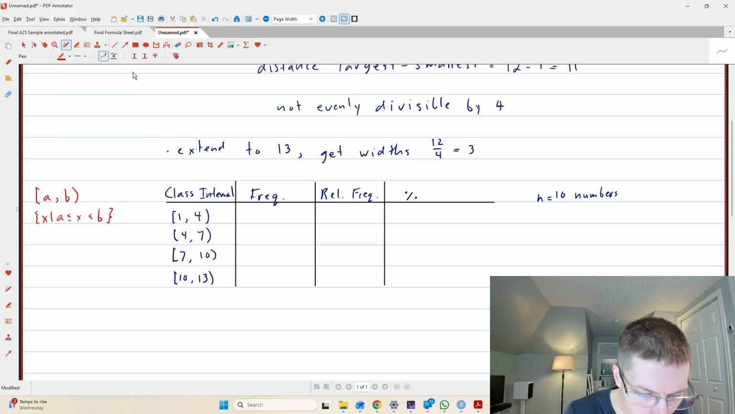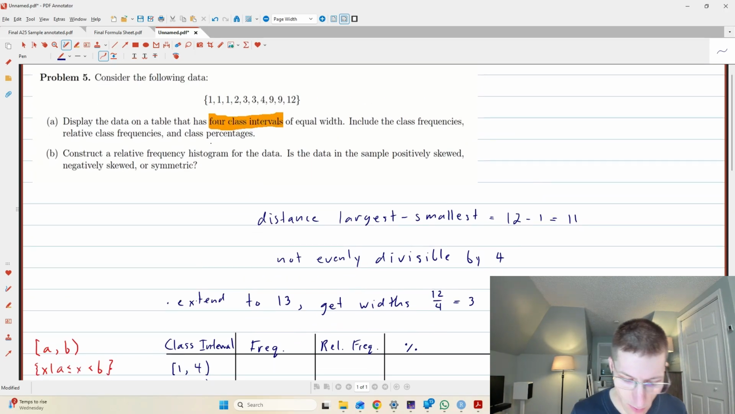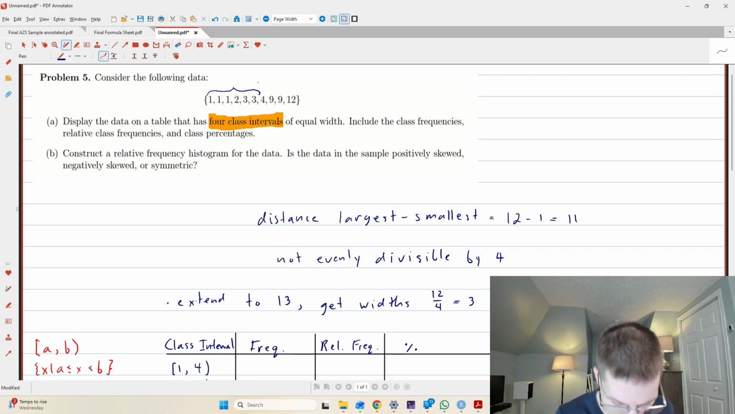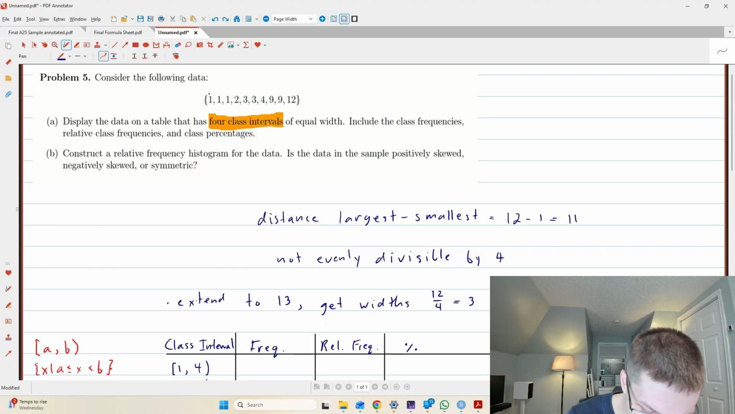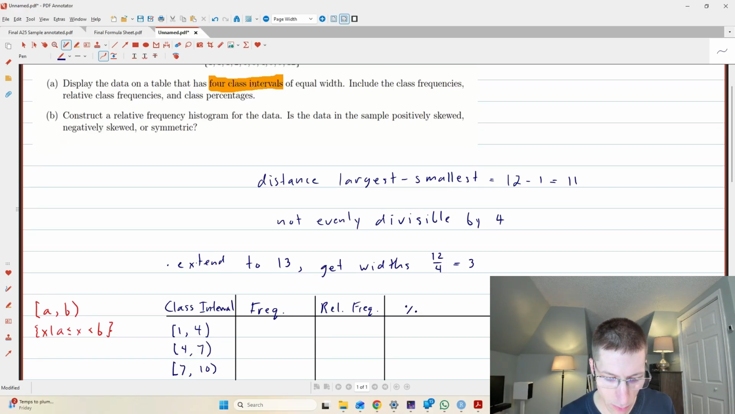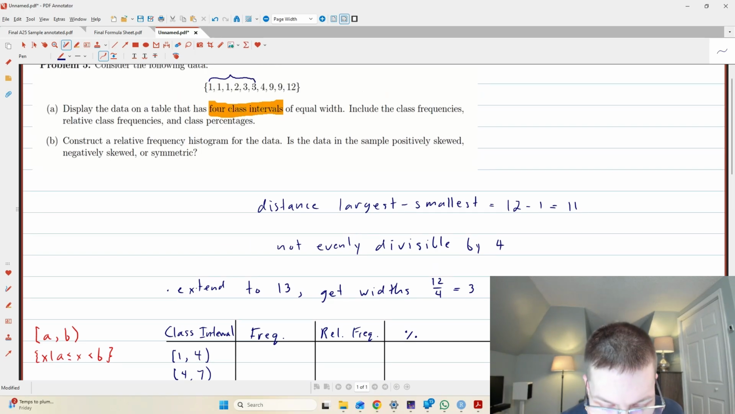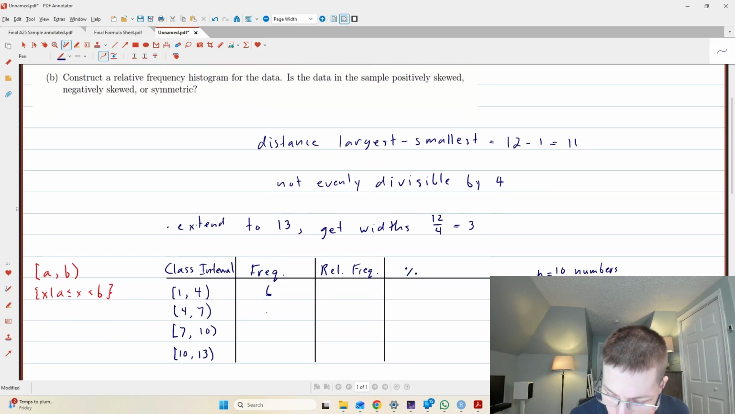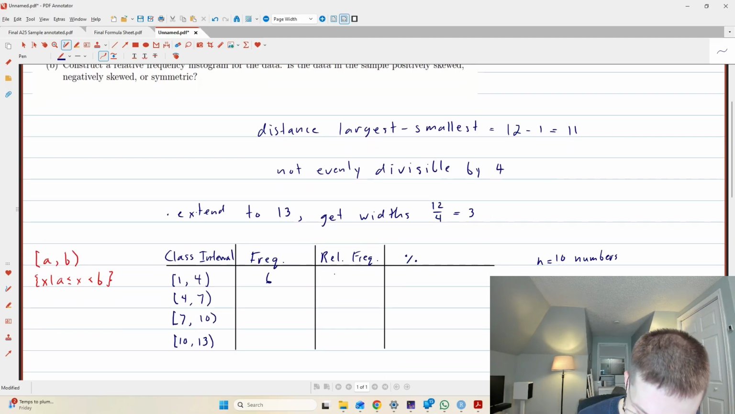Okay, so now we just count from our list. So we've got numbers between 1 and 4. There are quite a few, but we don't include 4. They're just bigger than or equal to 1, but less than 4. So we've got 6. And then the relative frequency, because we have 10 in total, is 6 divided by 10, which is 0.6.